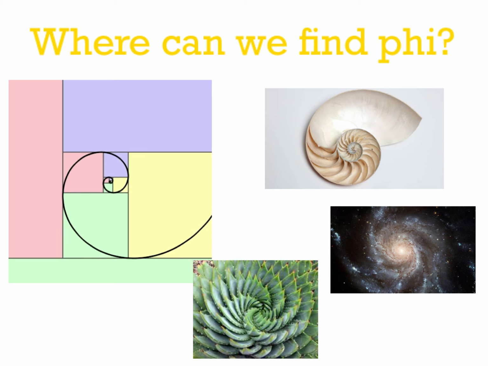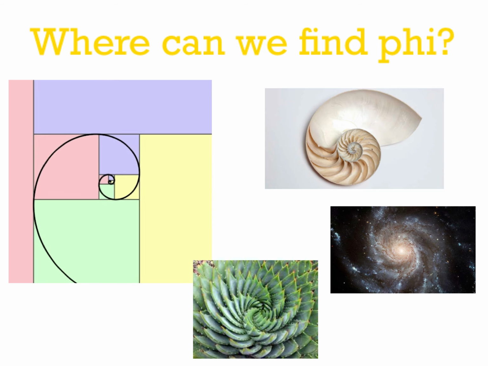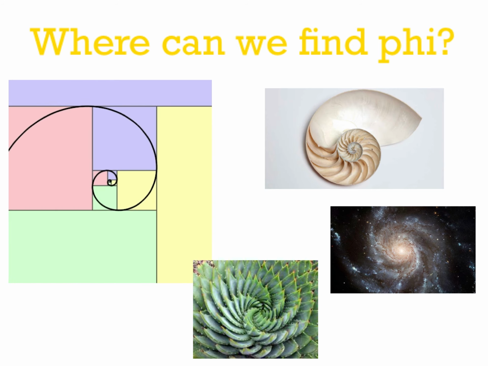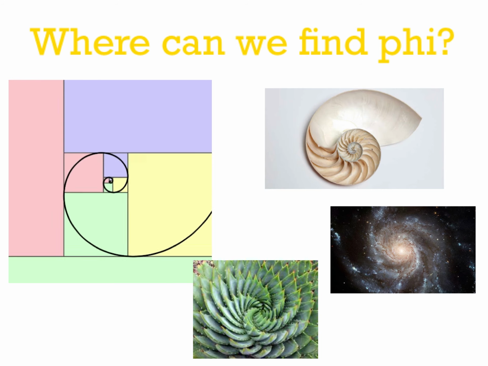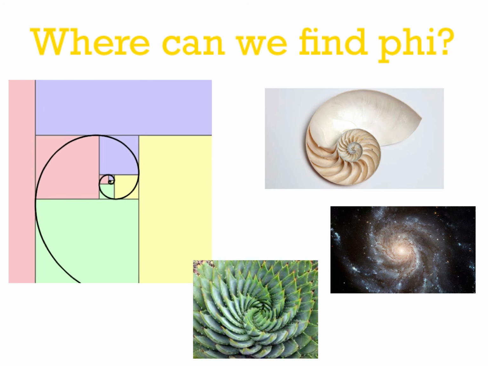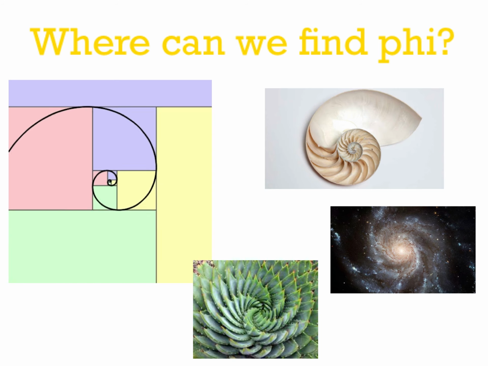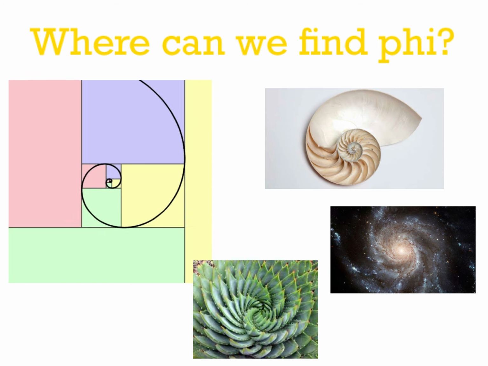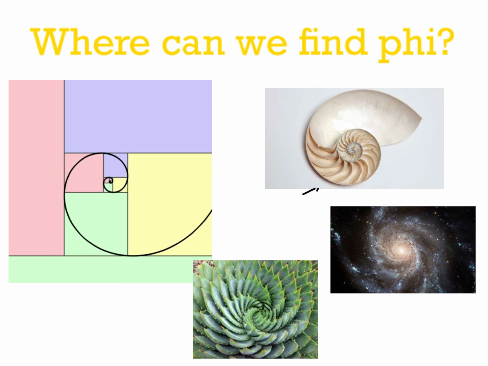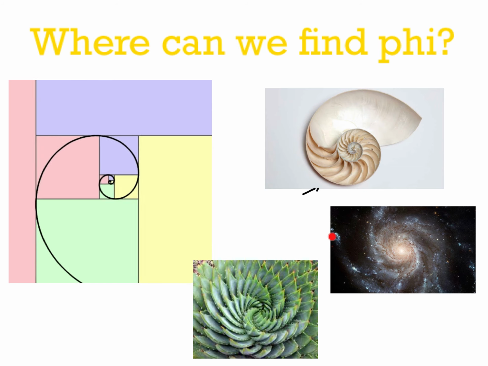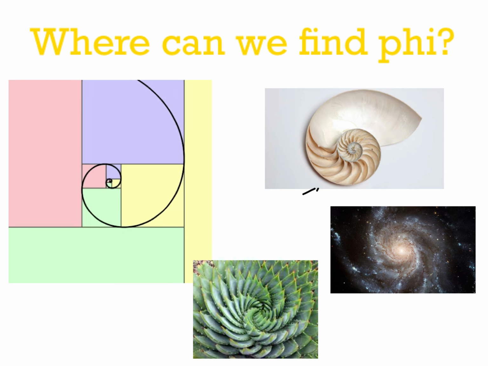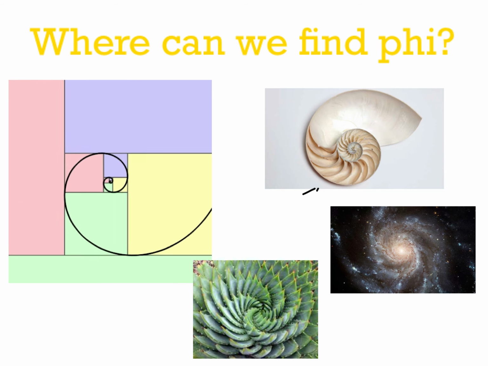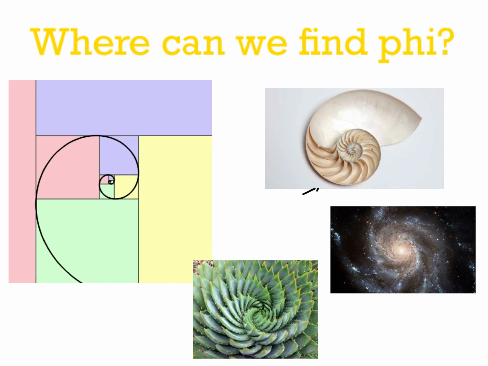Using the golden rectangle and its infinitely descending scale, you can create a spiral, and the spiral shows up everywhere, from nautilus shells or the shells of other mollusks to entire galaxies, and even the arrangement of plant leaves. So truly, phi is pretty universal.